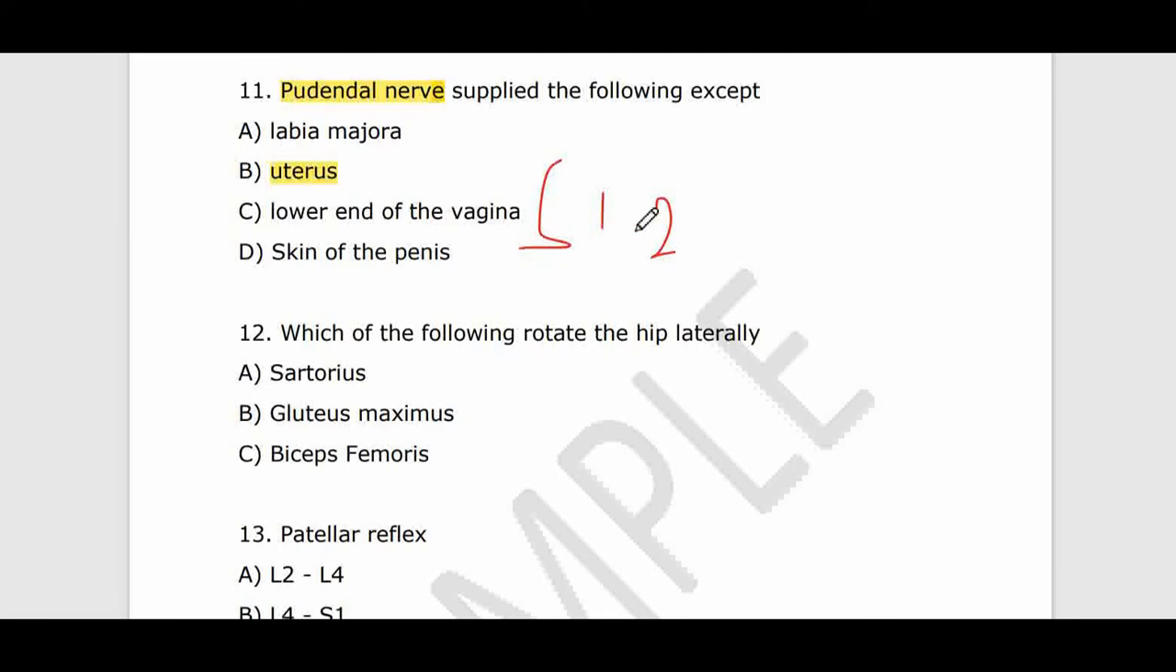The pudendal nerve is a somatic nerve, and even though it arises from S2, S3, and S4, which is also the nerve root of the pelvic splanchnic nerve, the pudendal nerve is somatic, while the pelvic splanchnic nerve is visceral or autonomic. That is important to note. All right. Question number 12.